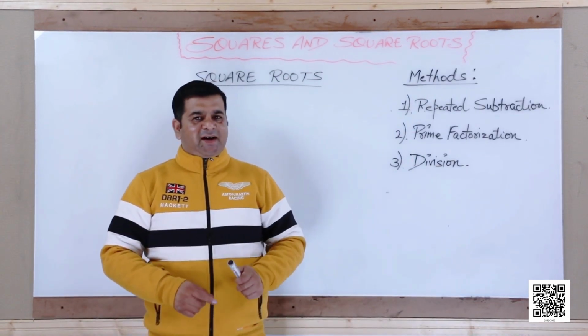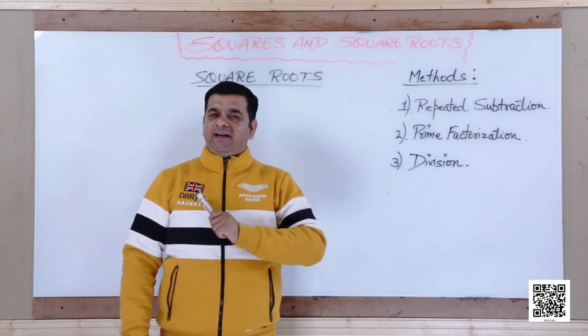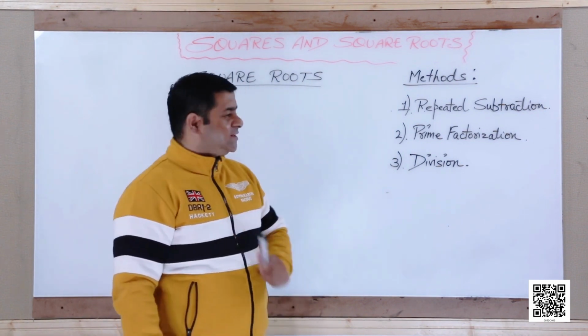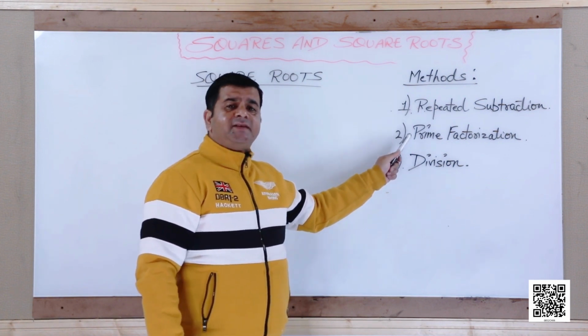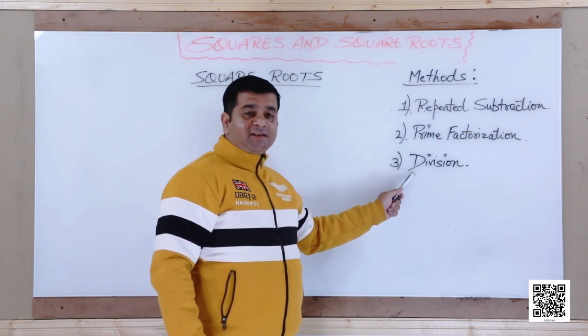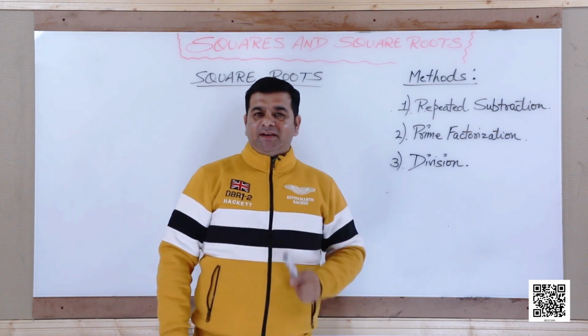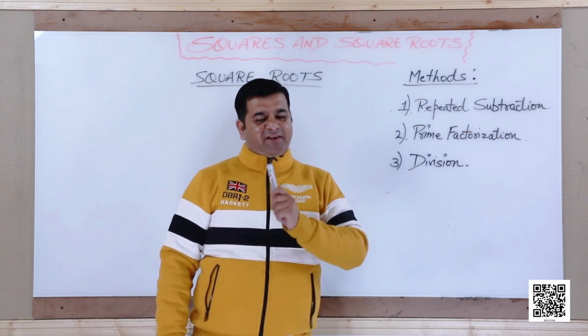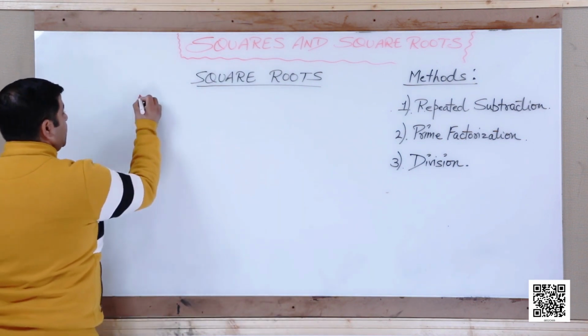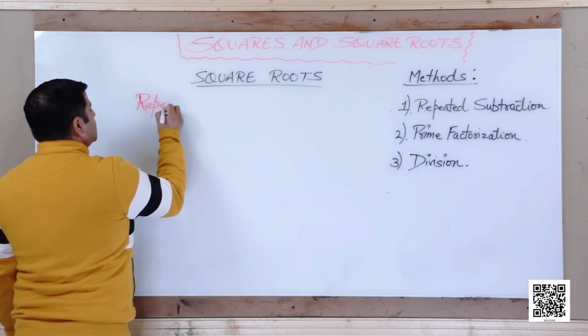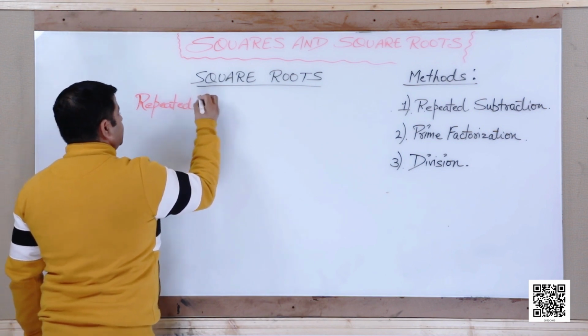Students, there are 3 methods of finding square roots of numbers. First one is repeated subtraction, second one is prime factorization, and the third one is division method. Let's study them one by one. Now first method that we are going to study is repeated subtraction method.